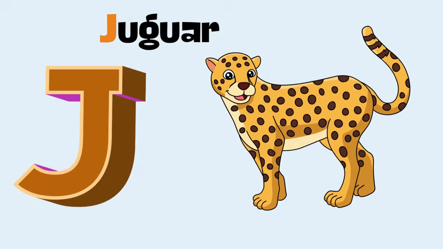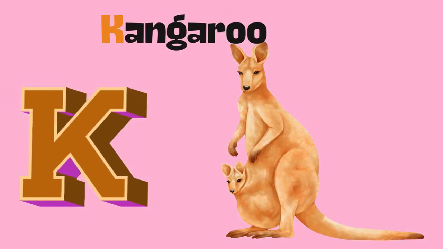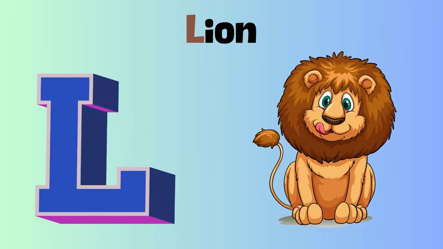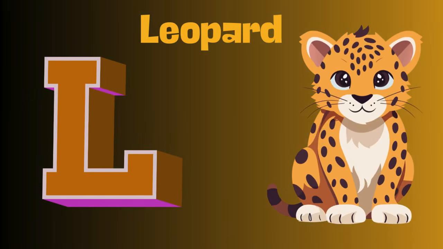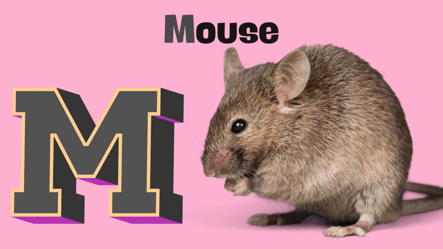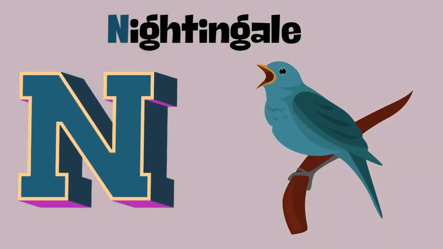J for jaguar, J for jellyfish. K for kangaroo, K for koala. L for lion, L for leopard. M for monkey, M for mouse. N for newt, N for nightingale.